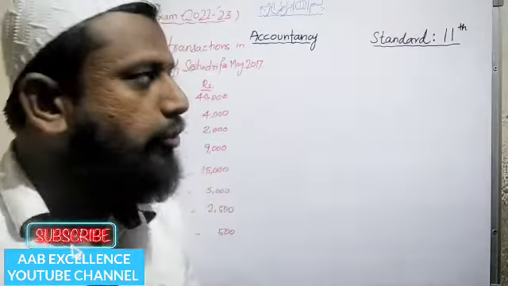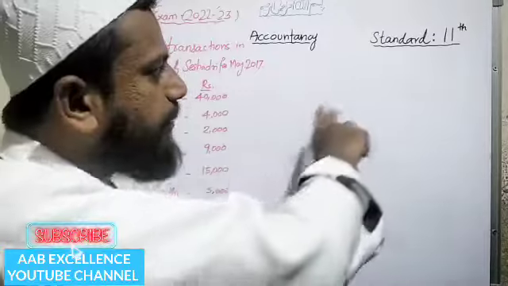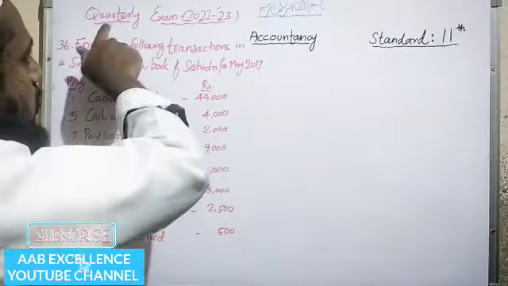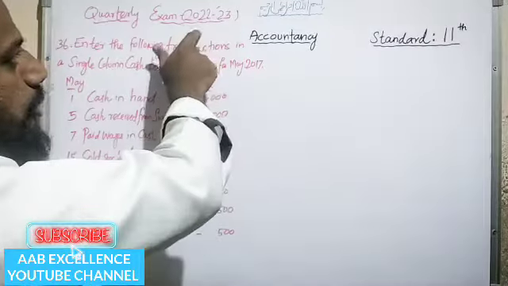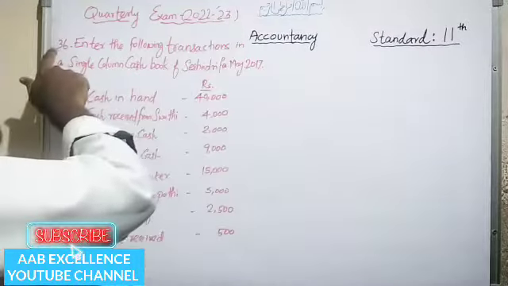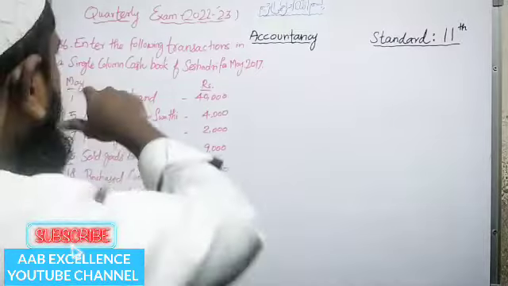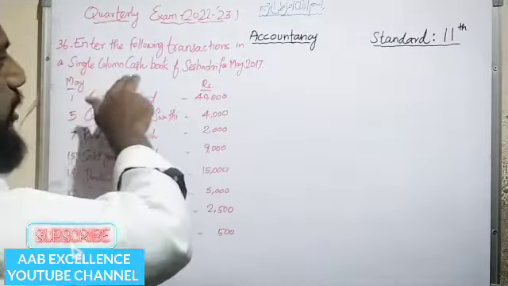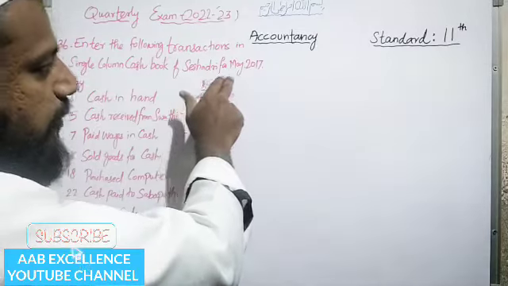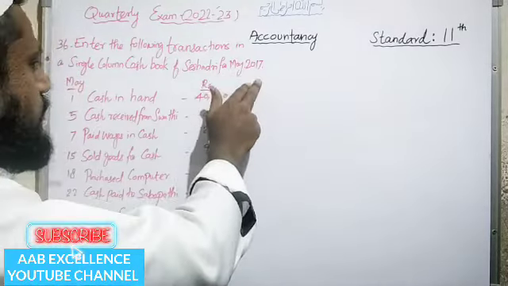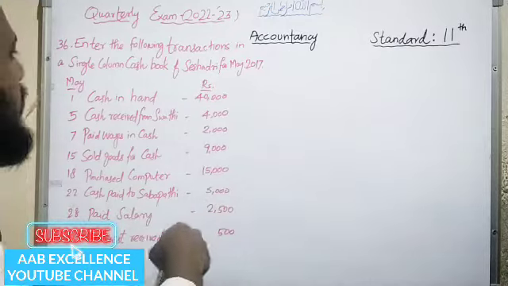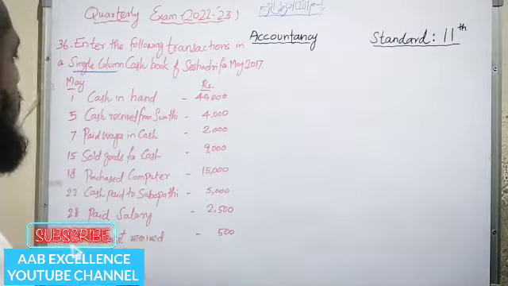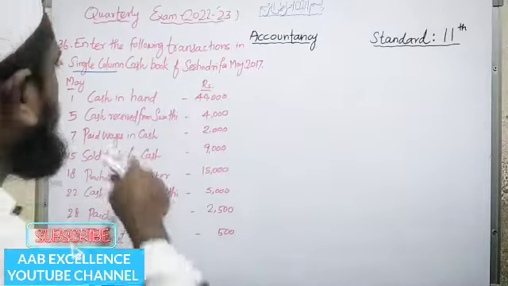Dear students, now we are going to learn about accountancy, 11th standard, from the quarterly examination question paper 2022-23. The question number is 36. Enter the following transactions in a single column cash book of Seshadri for May 2017. Okay, this is a single column cash book. Then the transactions are given.